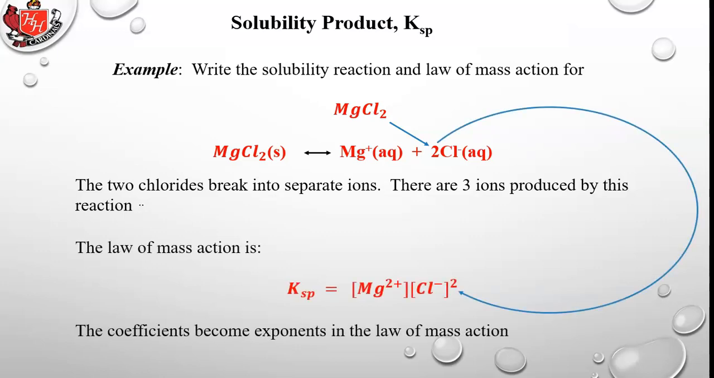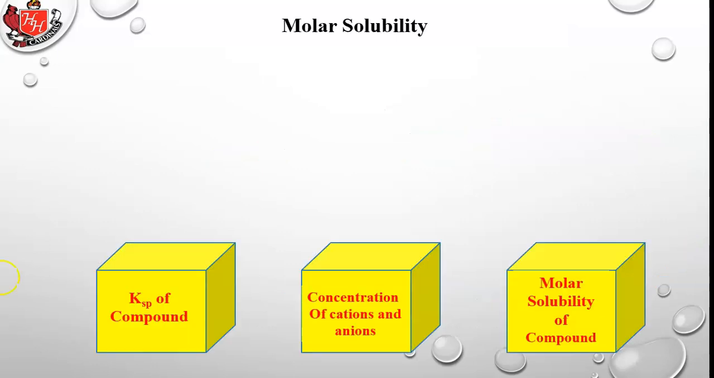So the law of mass action is, as you see below, the Ksp equals the magnesium. Now don't worry about the charges, the 2 plus and the minus. The magnesium 2 plus is raised to the first power, and the chloride ion, there's 2 of them in the reaction, so you have that as an exponent, Cl minus to the second power. The coefficients become exponents in the law of mass action.